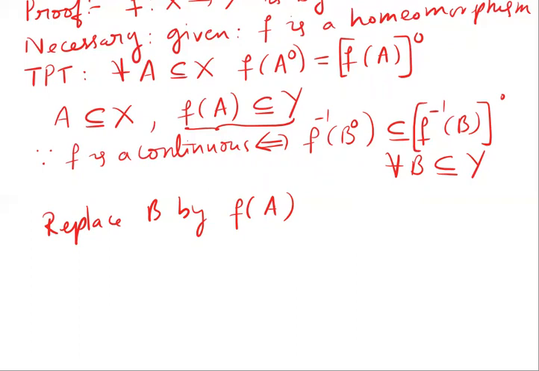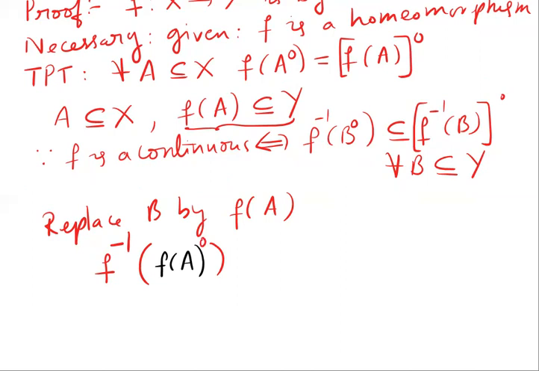So let me write what is the LHS. LHS is f inverse, there is one bracket, and inside, in the place of B, we have to put f of A. And there is interior also, so the interior remains as it is. Correct? So in the place of B, I'm just putting f of A.